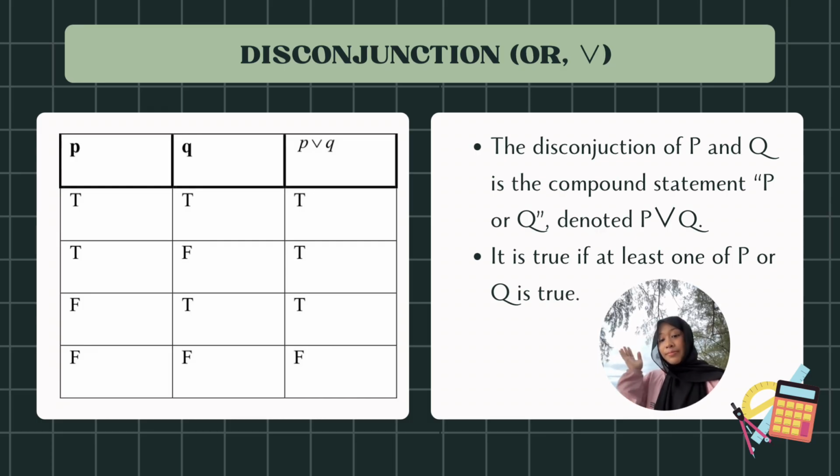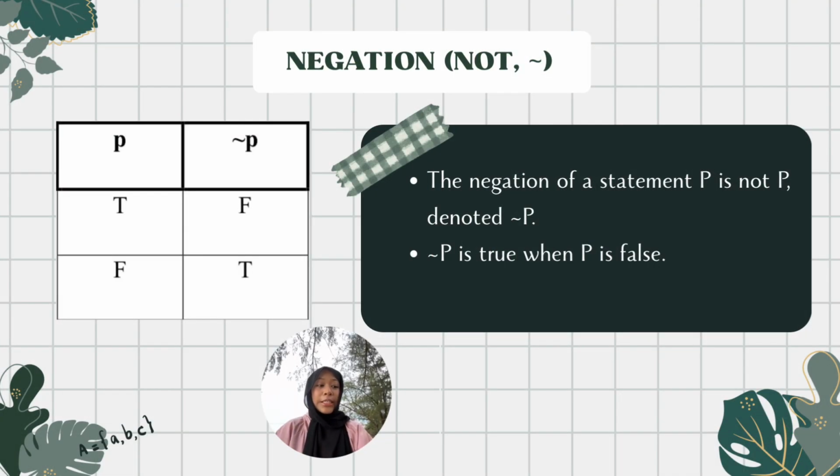The third one is negation, which is "not", with a symbol like this. The negation of a statement P is not P, denoted by ¬P. Negation P is true when P is false.